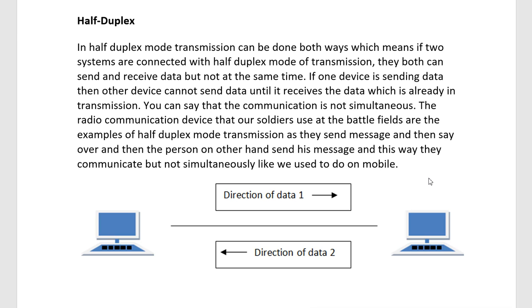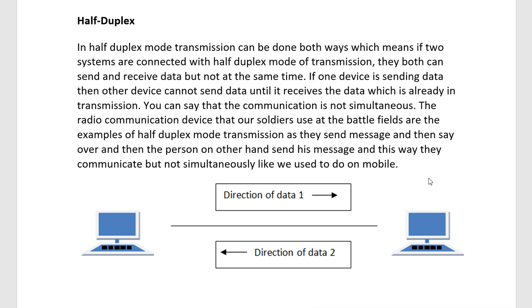The radio communication devices that our soldiers use at the battlefields are examples of half duplex mode transmission, as they send a message and say over, and then the person on the other end sends his message, and this way they communicate, but not simultaneously like we used to do on mobile.